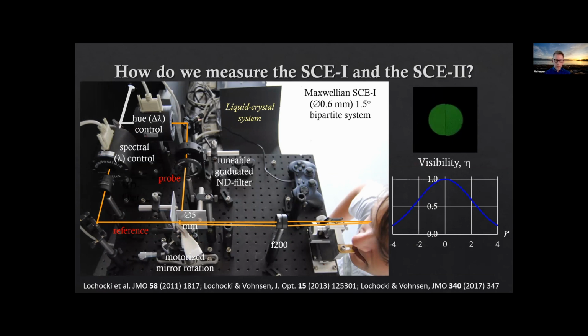Now, how do we measure this Stiles-Crawford effect of the first and second kind? Well, together with Ben Lochocki some years back, we set up this system where we have 2 arms. So we use liquid crystals to tune the spectrum and the illumination wavelength, and also the hue separately in the other arm. So we have the test and reference in Maxwellian view, and really do just this brightness match and color match of these 2 half circles, allowing us to take detailed recordings of the Stiles-Crawford effects.